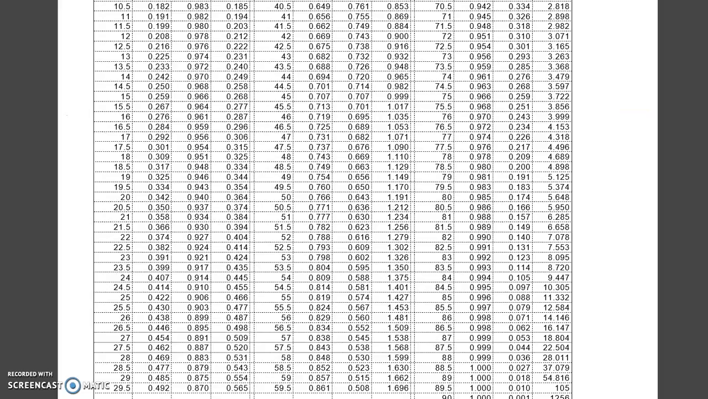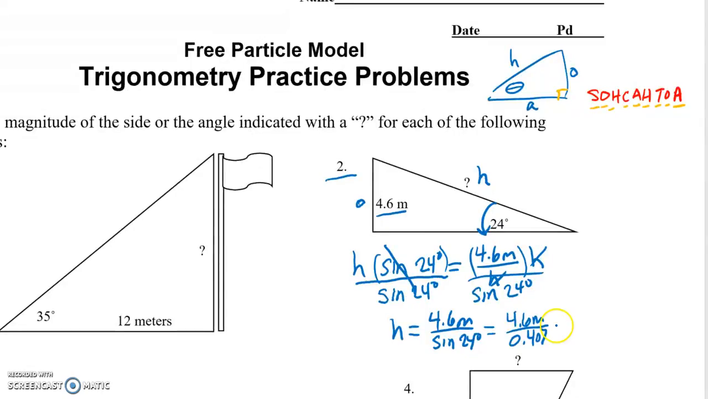On the trig table, 24 degrees has a sine of 0.407. So 4.6 meters divided by 0.407 is 11.3 meters. So that is the unknown hypotenuse on this triangle.